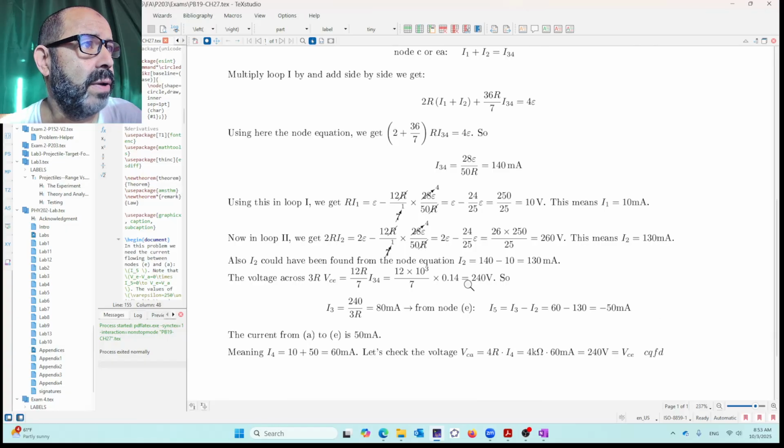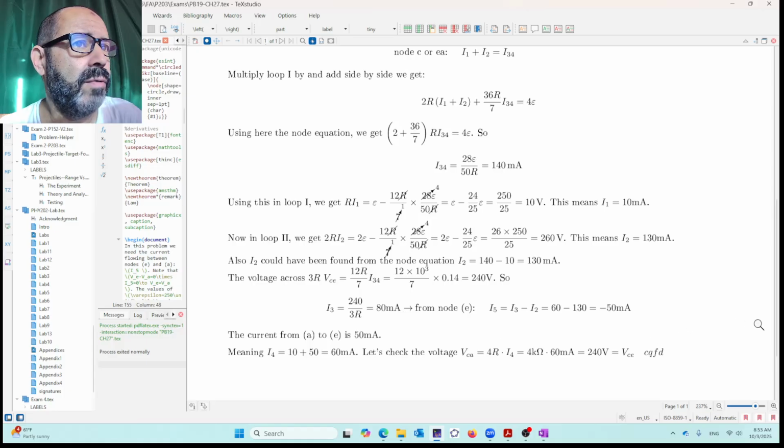So again, we found that voltage, so we can find I3. I3 is just the voltage, by Ohm's law, divided by the 3R. 240 divided by 3, 24 divided by 3 is 8, so 80. And then 1 over kilo is milli, and the answer is in milliamp.